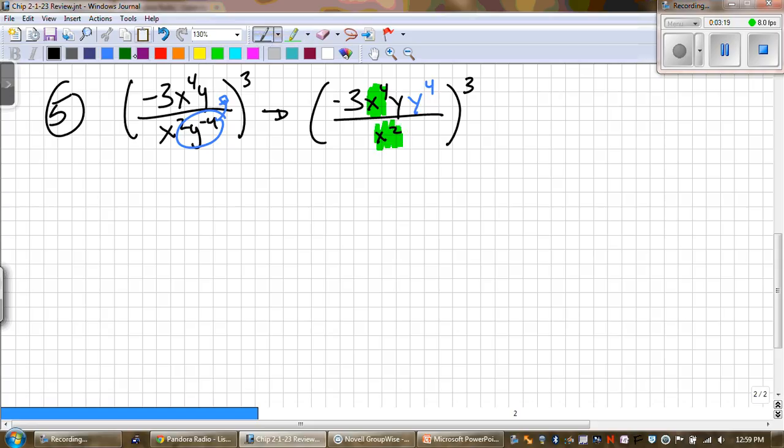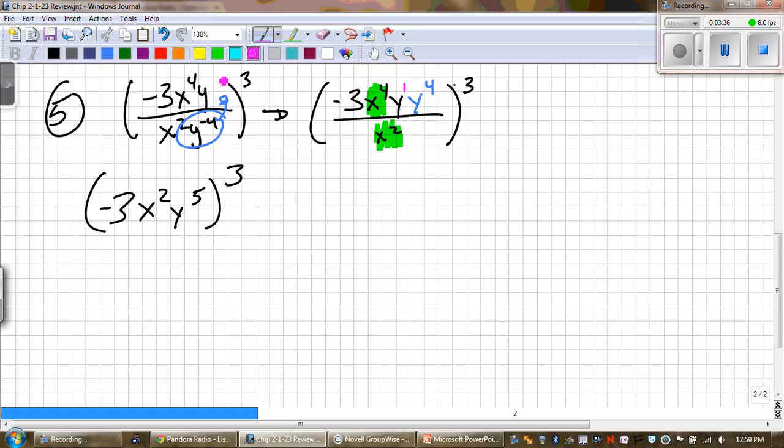Who wins, the top or the bottom? Okay, the top wins, and the top wins by 2. And then remember that that y, there's technically 1 there. So how many y's do we have? We have 5. Okay, and now we have that 3.